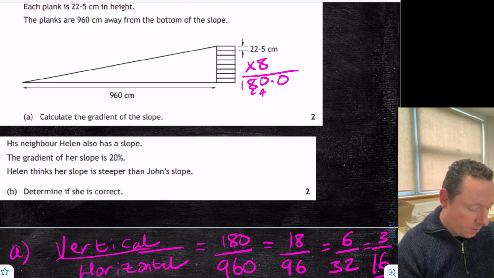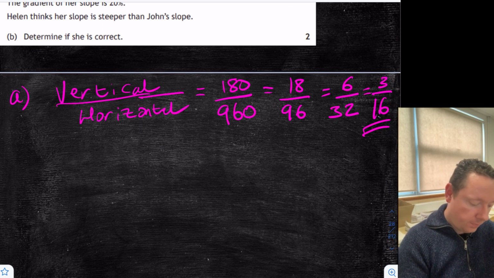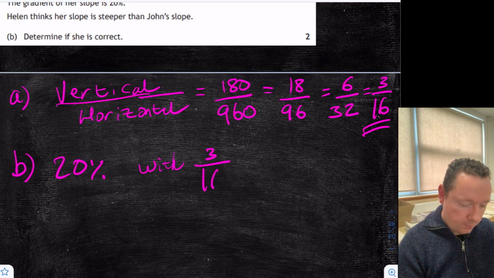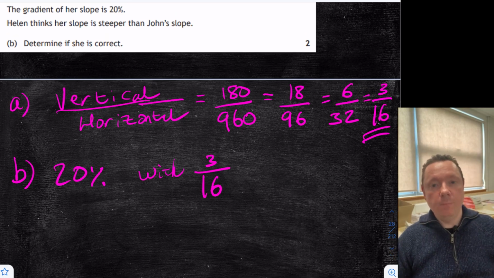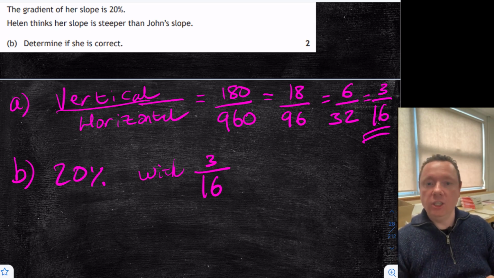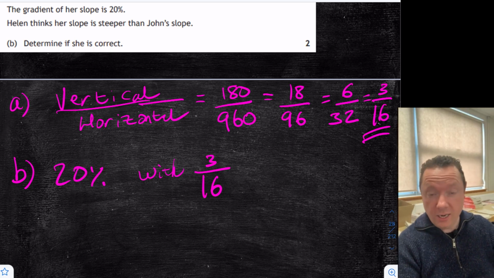Part B says his neighbour Helen also has a slope, the gradient of her slope is 20%. She thinks her slope is steeper than John's. Is she correct? We need to compare 20% with 3/16. So there's a number of ways to compare things. If you're comparing fractions, if the numerators are the same, that allows you to look at the denominators, or you can change them both to the same thing, like percentages or decimals. In this case, I'm going to make them all fractions, actually.